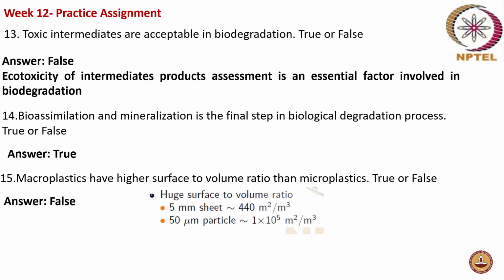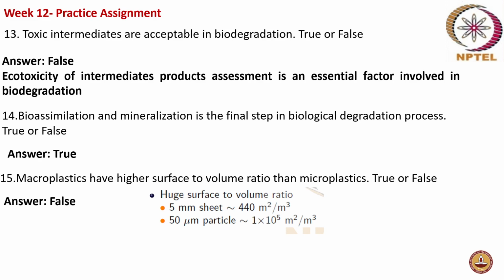So for example, for a sheet, the surface to volume ratio is 440 meter square per meter cube. This was one of the data given in your lecture. Whereas the same material, when it is a 50 micrometer particle, the surface to volume ratio becomes 10 power 5 meter square per meter cube. So it is orders of magnitude increase. It is three orders of magnitude. You could see that, right? From 440 to 10 power 5.